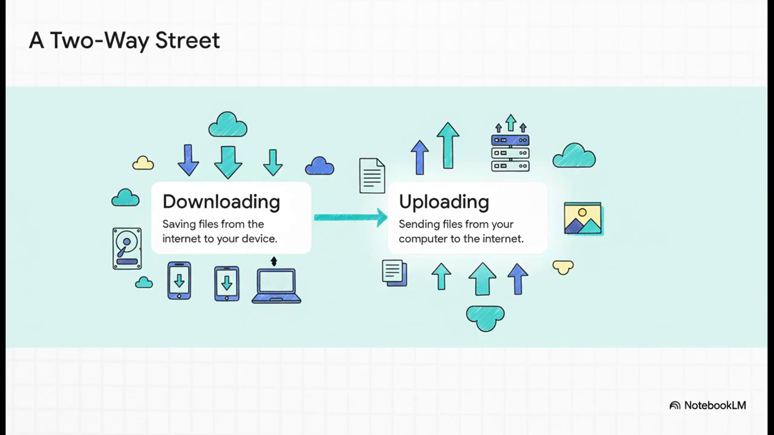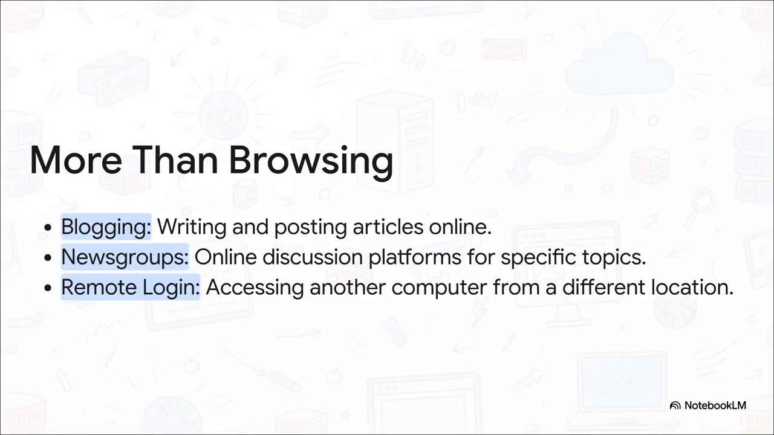So far, we've pretty much only talked about getting information from the internet, which we call downloading. But this whole thing is a two-way street. Every time you post a photo to social media, send an email, or fill out a form, you're doing the exact reverse. You're uploading, sending your own data back out onto that same global highway. And this incredible system is the foundation for almost everything we do in the digital world. It's not just for looking at websites. It's what allows creators to publish their own blogs, for communities to gather in online forums, and even for people to work together by remotely logging into computers from halfway across the world.